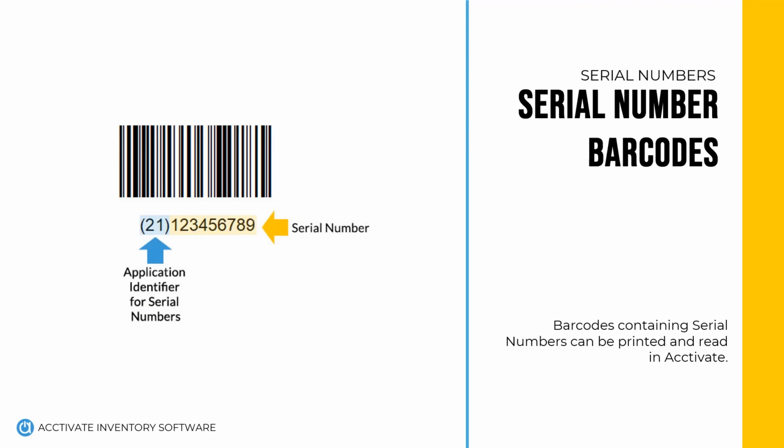Scanning serial numbers into Acctivate as you receive or manufacture them is easy, thanks to the use of application identifiers. These identifiers tell Acctivate what kind of data to expect, and then Acctivate pulls it into the correct field. You can also create serial number barcodes in Acctivate with Acctivate's use of Crystal Reports.